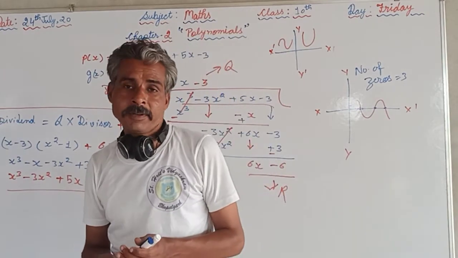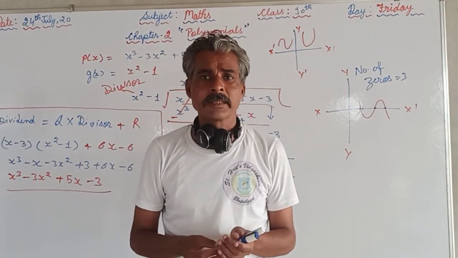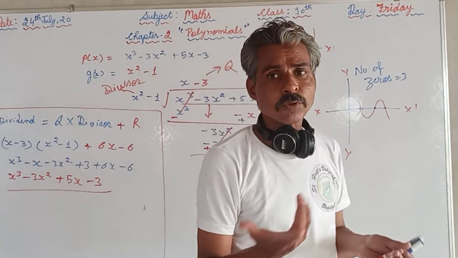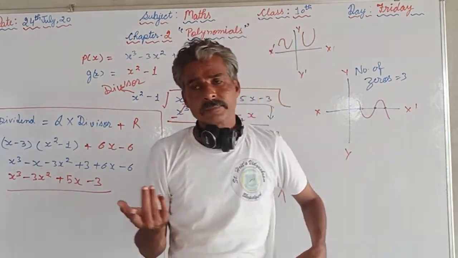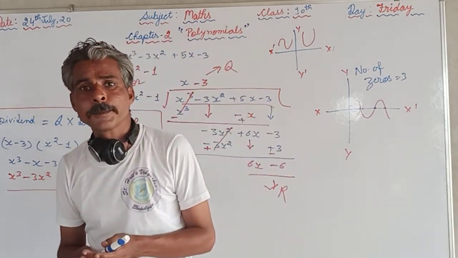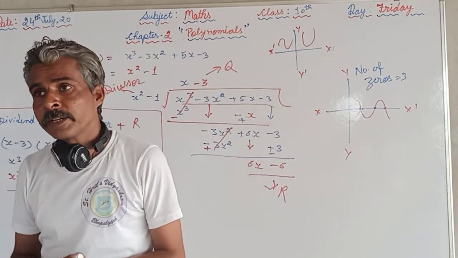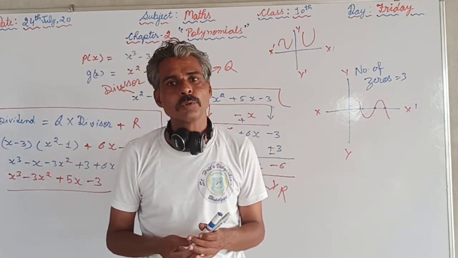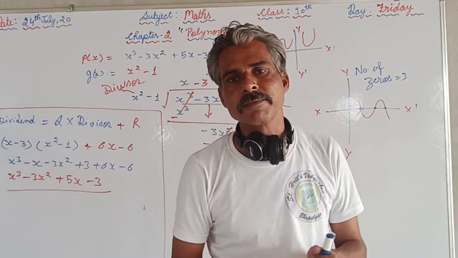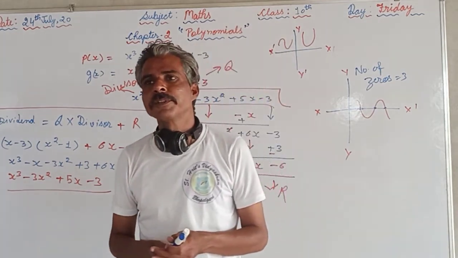I hope that you have understood the chapter. If any problems are there, then you can contact us. We have also learned how to find the zeros of the polynomial and how to verify the relation between the zeros and the coefficients of the polynomial. And the remaining questions, I will go through and see the questions given in your book. If any of the questions are remaining, then we will discuss in the next video.